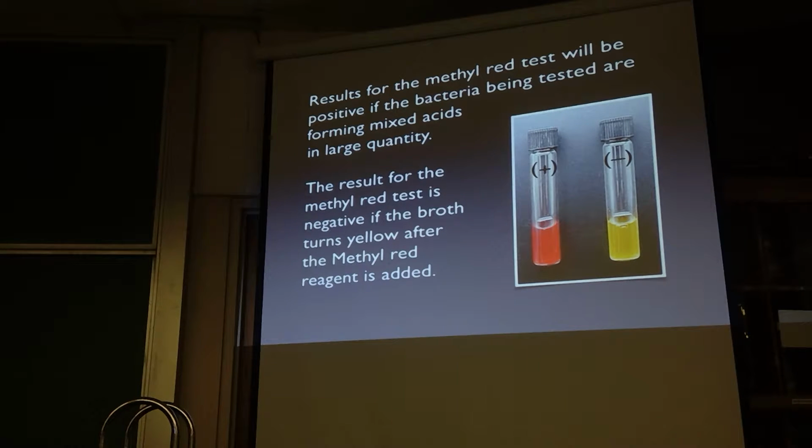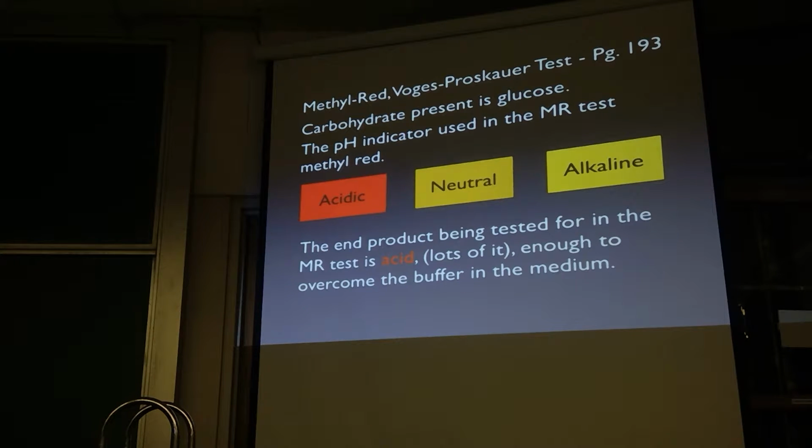The reason we're testing for the production of a lot of acid is because this medium, the MRVP medium, has buffers in it. They have to produce enough acid to overcome the buffers in order to react with the methyl red. This indicator looks red in the bottle. If there's acid present, it will stay red. If there's an alkaline or neutral reaction, it will turn yellow, even though it looks like it's going to be red here. Okay. So again, don't shake the methyl red tubes.